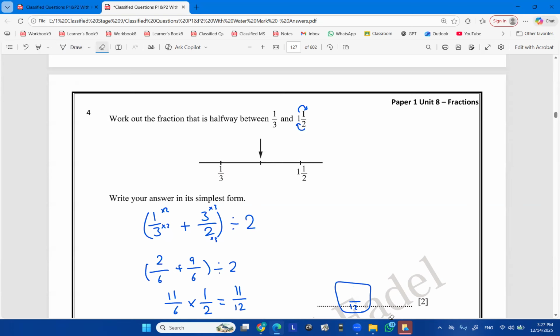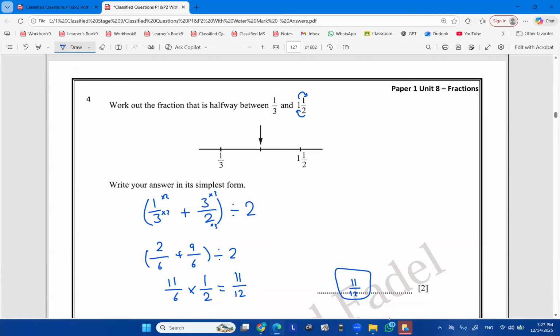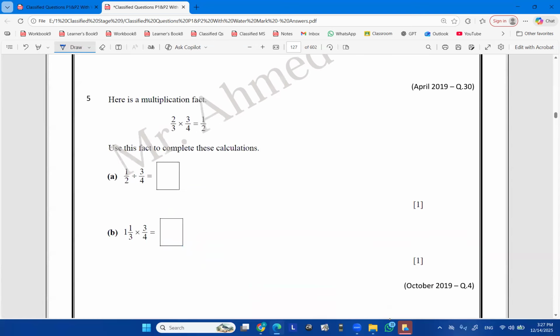Let me write the 11 properly so that you don't get confused. 11 over 12. Here is a multiplication fact. 2/3 multiplied by 3/4 equals half. So what is half divided by 3/4? It's 2/3. It is exactly as if I'm saying to you, what is 3 times 4? Equals 12. And I'm saying to you, what is 12 divided by 4? It is 3. So what is half divided by 3/4? It is 2/3. Okay, good.